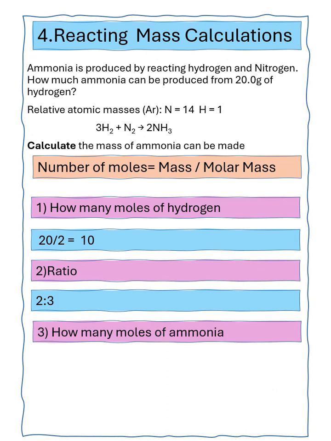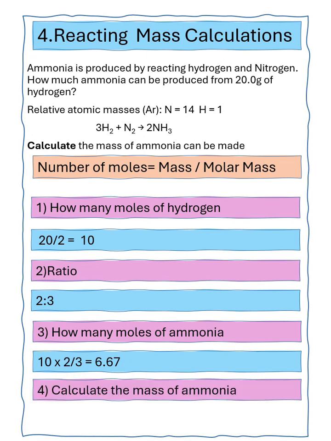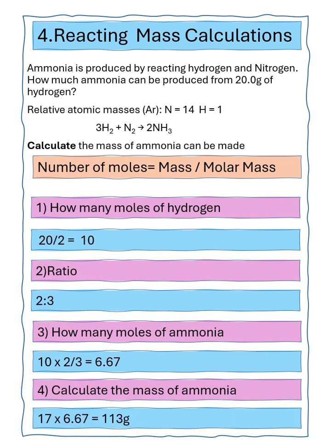So how many moles of ammonia? Well, we know we've got 10 moles of hydrogen, and we've got a 2 to 3 ratio of ammonia. So we times that by 2, divide by 3, and we've got 6.67 moles of ammonia. We can then use the equation again to calculate the mass of ammonia. So we multiply the relative formula mass of ammonia, which is 17, by the number of moles, which is 6.67. So we've got 113 grams of ammonia made from 20 grams of hydrogen.